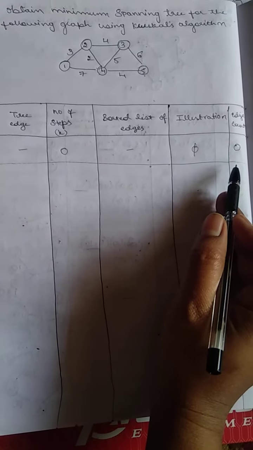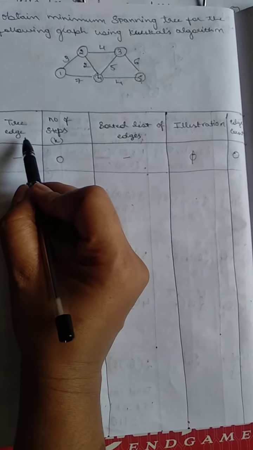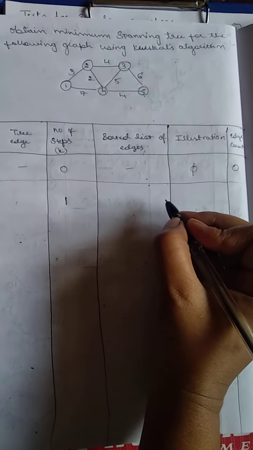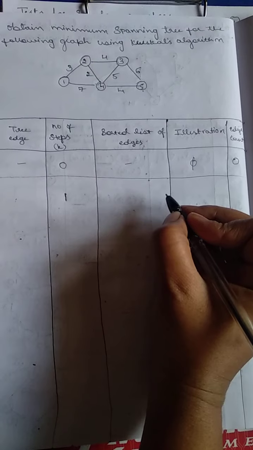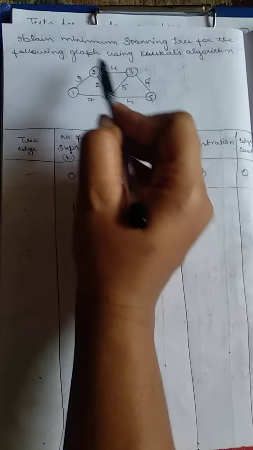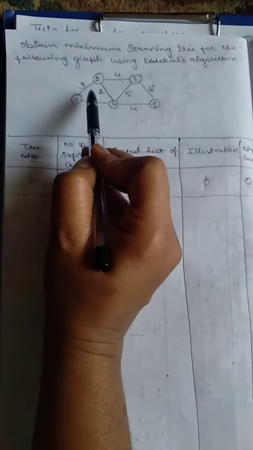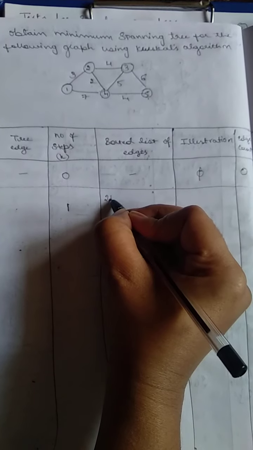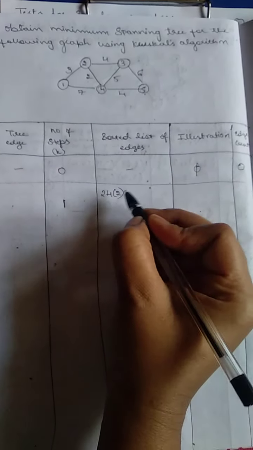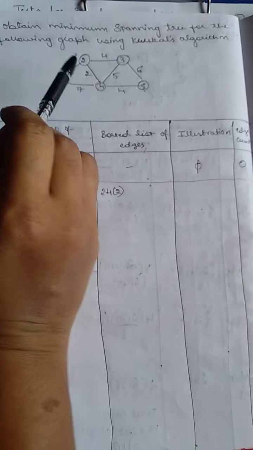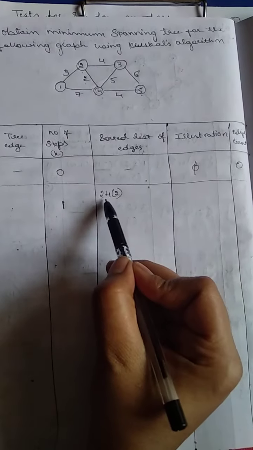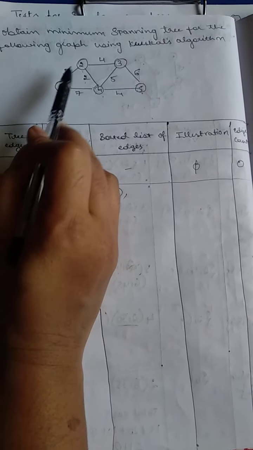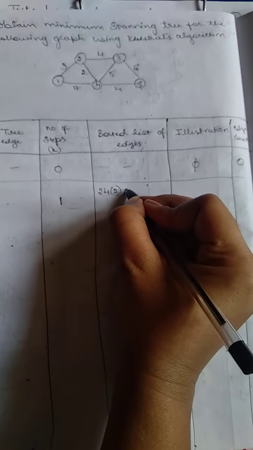Next, the number of steps. Here I still have not taken any edge. I'll go to step 1. Then the sorted list of edges: you have to get the sorted list of all the edges. See here, the minimum one is 2, edge 2 to 4, weight 2. Which is next minimum? It is 1 to 2, weight 3.